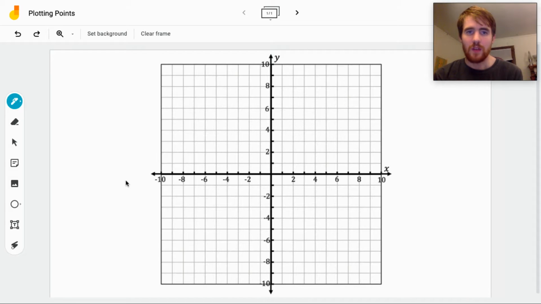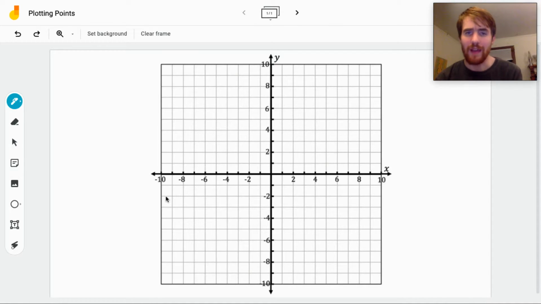Hey everyone, so this is just going to be a quick video reviewing how to plot points on a coordinate plane. This is in case you've forgotten how to do this. If you're thinking, why are we watching this video? I already know how to do this, then you don't need to watch the rest of this video. This is just if you're stuck on the homework, you're struggling to plot points, you needed a quick review.